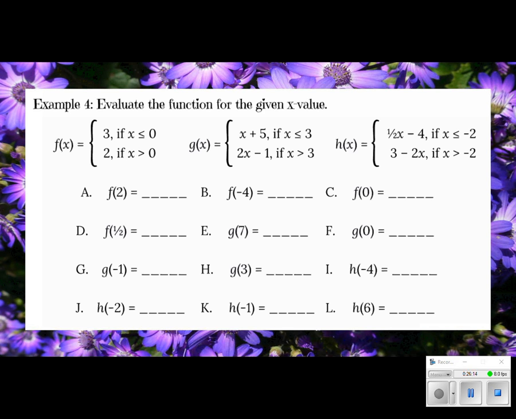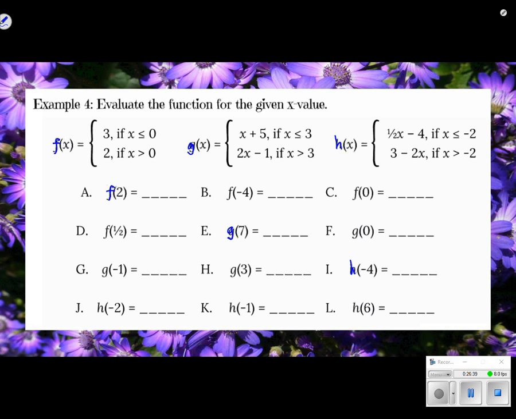This is in your homework, so I want you to definitely make sure you're paying attention to this. Notice that I have different letters. I have f, and that's going to mean choose this one. I have g, that means we're going to choose this one. I have h, that means we're going to choose this one. The letter indicates which piecewise function we're going to use.